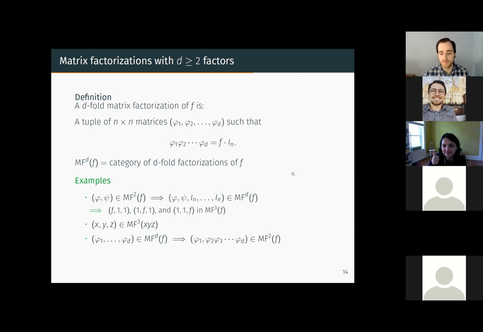So this is the idea. And that piece that you just mentioned, along with this bottom bullet, one sort of consequence of that is that the co-kernels of all these matrices are also going to be maximal Cohen-Macaulay R-modules. This is an important part.